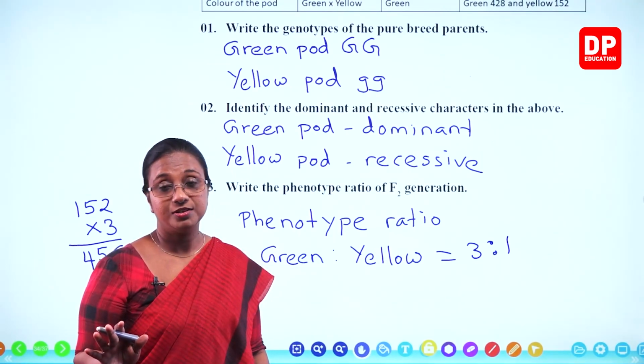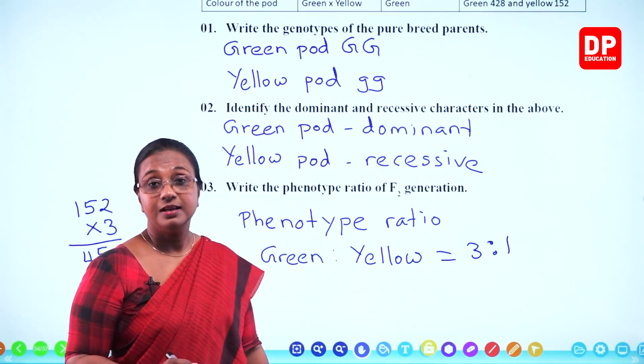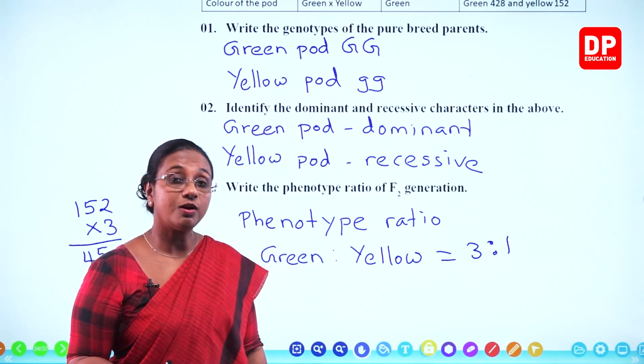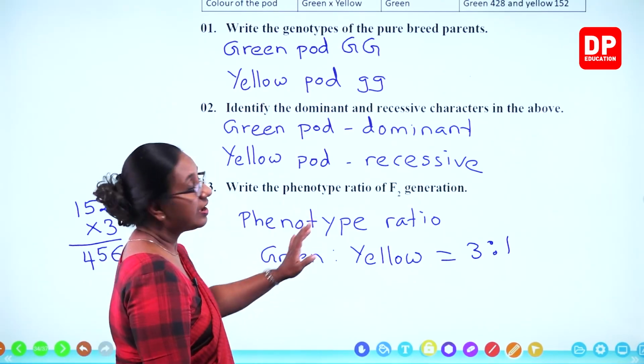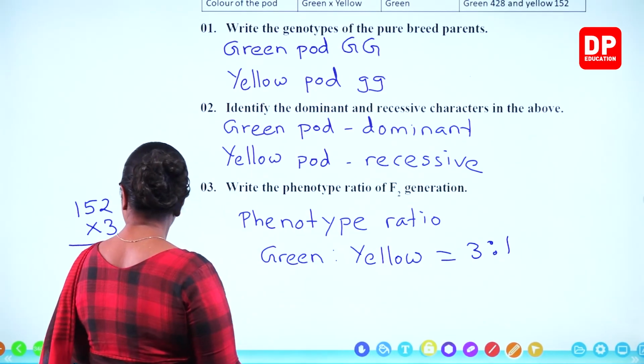Is that clear to you? That is how the monohybrid cross of purebred plants occurs. So I will move on to the next slide.